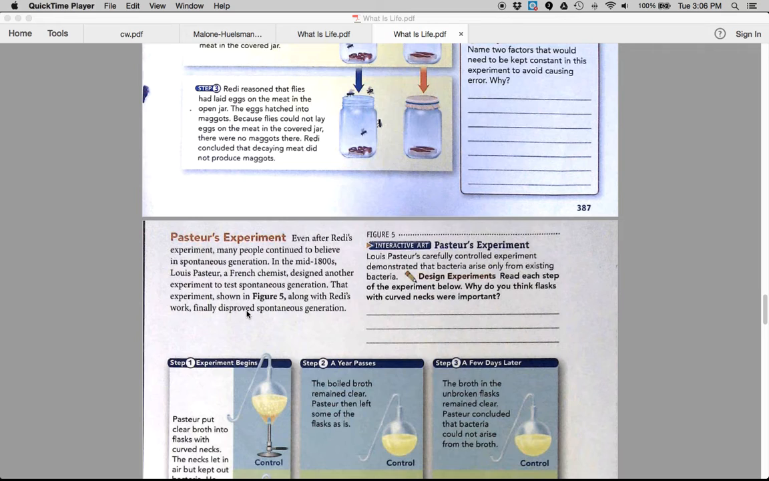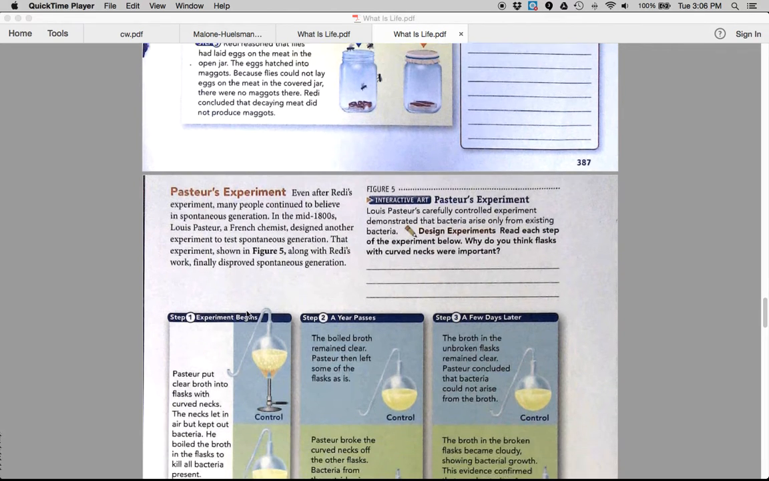Pasteur's experiment. Even after Reedy's experiment, many people continued to believe in spontaneous generation. In the mid-1800s, Louis Pasteur, a French chemist, designed another experiment to test spontaneous generation. That experiment, shown in Figure 5, along with Reedy's work, finally disproved spontaneous generation. So here's how Pasteur did it.